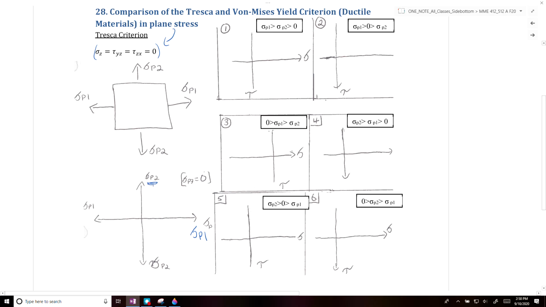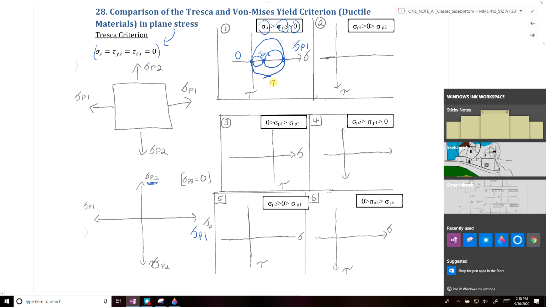All right. So if we look at the case where we have two positive principal stresses, so we have biaxial tension, and we draw the Mohr circle for that, what it ends up looking like is we have sigma p1 here, we have sigma p2, and then our third principal stress is 0. So this would be 0 here. So our 3D Mohr circle would look something like this. All right, and our maximum shear stress would be here.